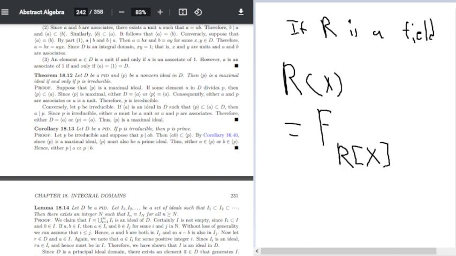Conversely, let p be irreducible. If the principal ideal generated by a is an ideal in D, such that the principal ideal generated by p is a subset of the principal ideal generated by a, which is a subset of D, then a divides p.